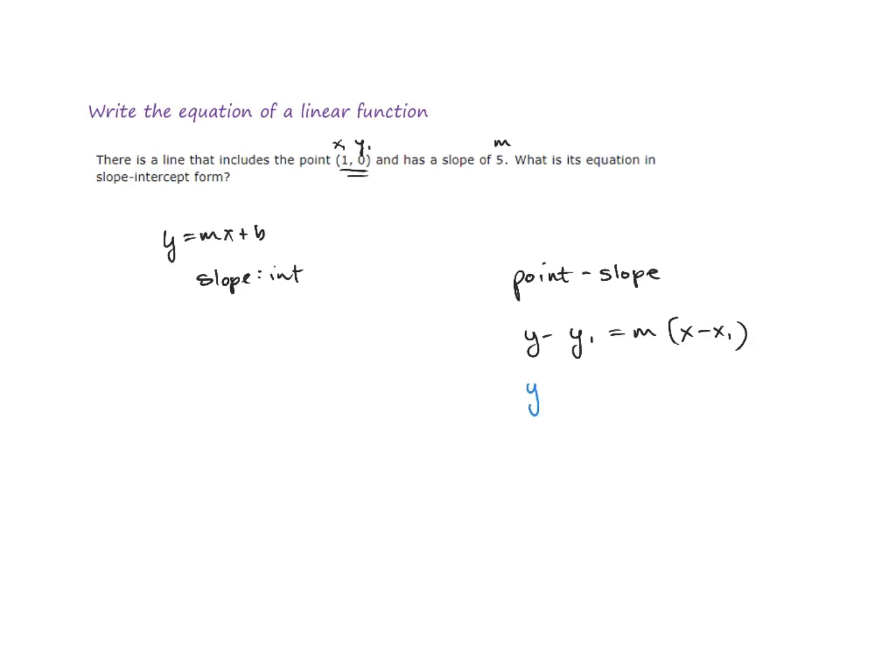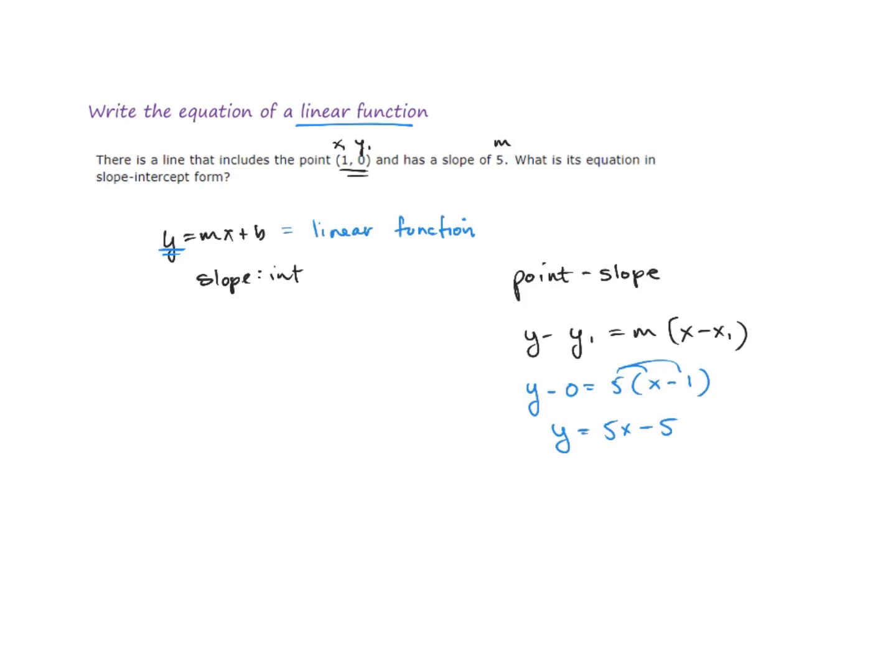And we have y minus 0 is equal to 5 times x minus 1. You'll have to distribute: y is equal to 5x minus 5. And here we have our linear equation, our linear function. They want the linear function in that y equals mx plus b format because you have the dependent variable, y, by itself, and it's a function of x.